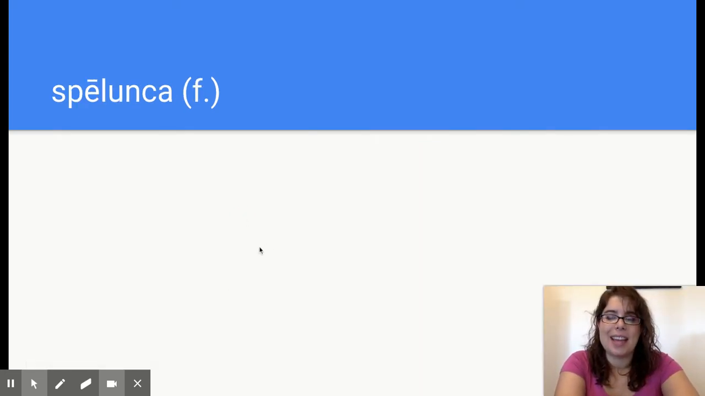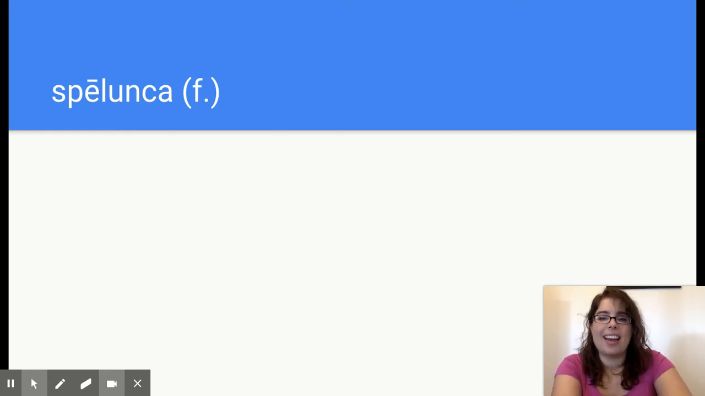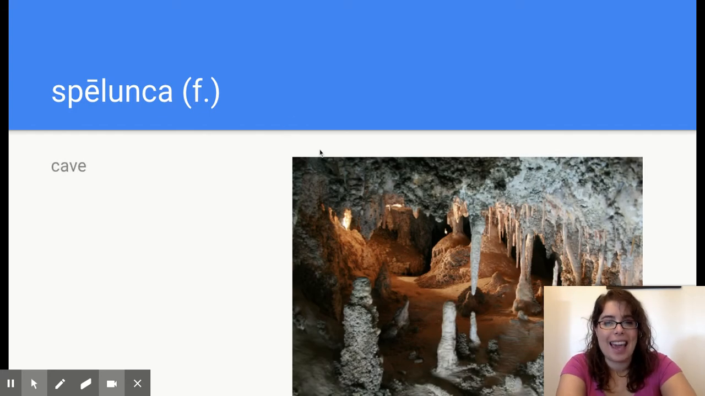And next we have, this one's fun. I like this word. This is spelunca. Spelunca is a feminine word. It's got that feminine A. This is our Latin word for a cave.